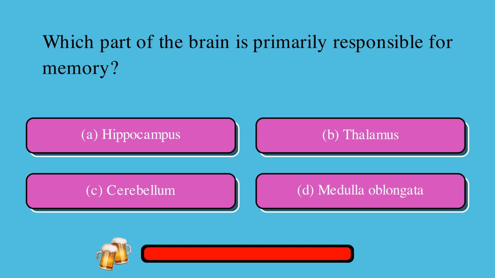Which part of the brain is primarily responsible for memory? A. Hippocampus, or B. Thalamus, or C. Cerebellum, or D. Medulla oblongata. The correct answer is A. Hippocampus.